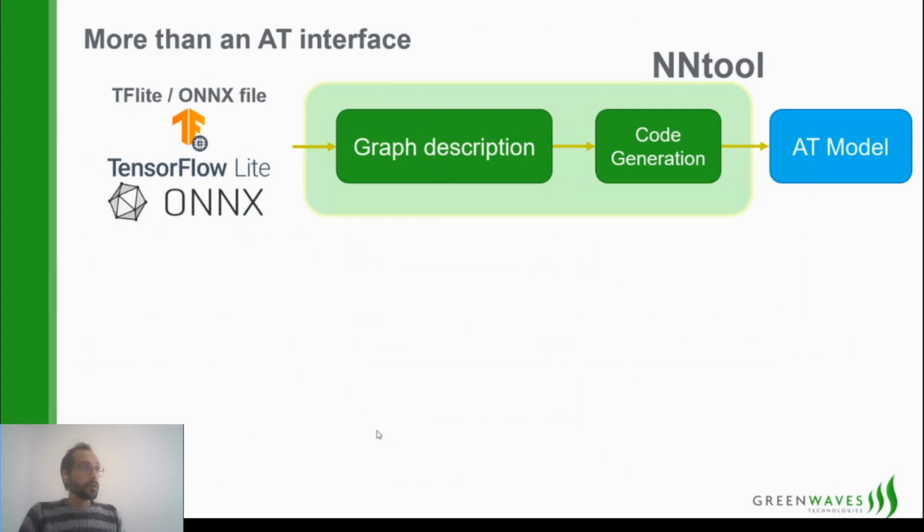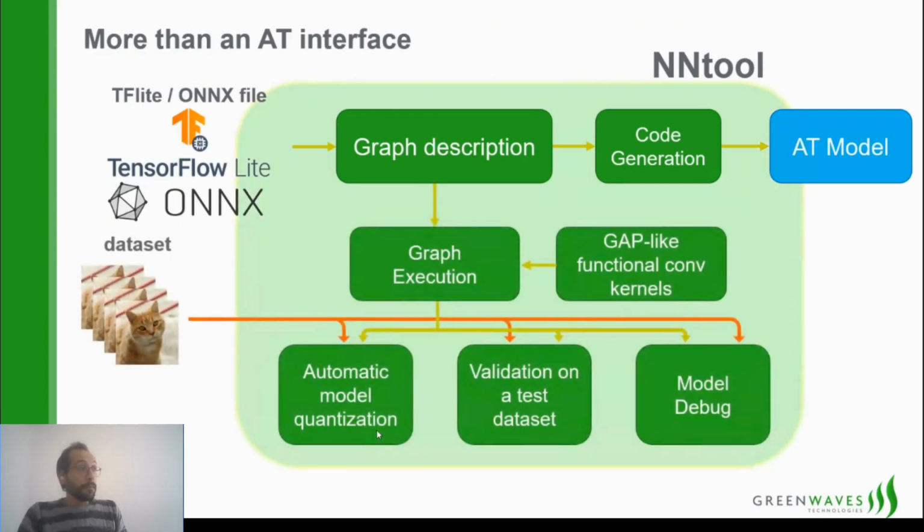So this is some of the functional blocks. We load a model that is then described inside the tool, and then there are code generation blocks which generate this autotiler model. But you can also import your dataset and apply quantization, 16-bit or 8-bit quantization.